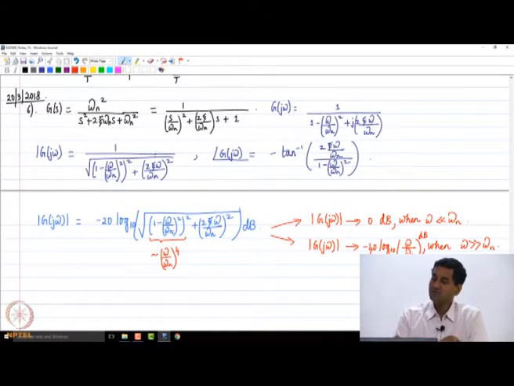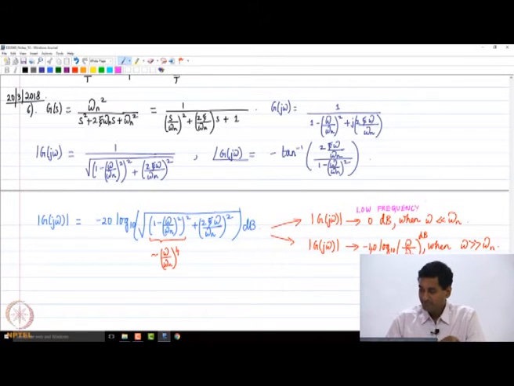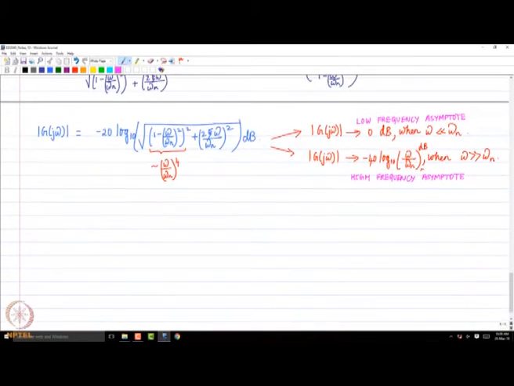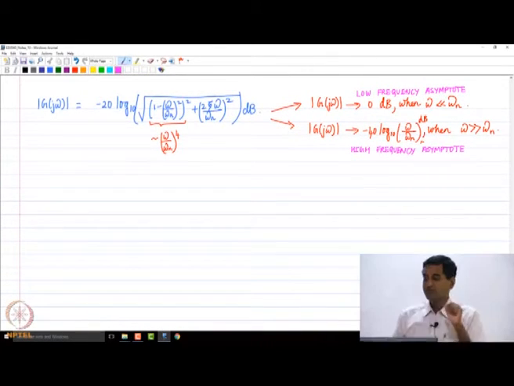So obviously, we already know that this one is going to be the low frequency asymptote, and this one is going to be the high frequency asymptote, just like what we did yesterday. So that is what we will have here.